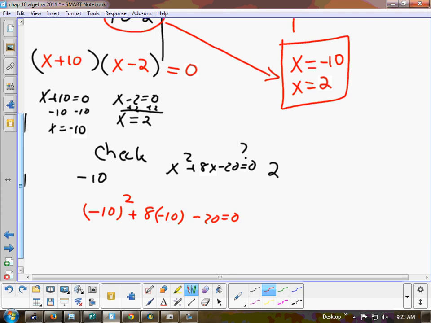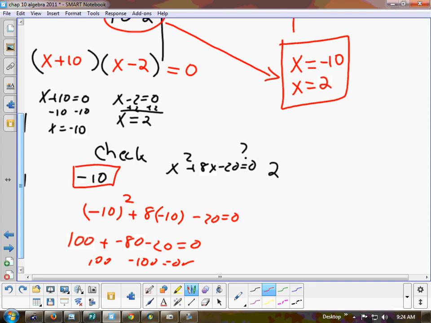So negative 10 squared is 100. 8 times negative 10 is negative 80. Minus another 20, does that equal 0? And I can see right now that this is going to be negative 100. 100 minus 100 equals 0, and it checks. My answer, negative 10 checks.